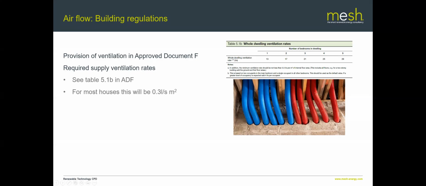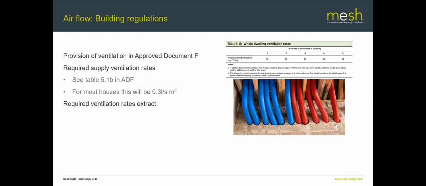And actually, probably the most important thing in that table is one of the notes, which says that you must provide 0.3 litres per second per metre squared on larger buildings, and for most houses, that's actually where you end up. That ends up being the lower limit, 0.3 litres per second per metre squared, if you're designing to ADF.